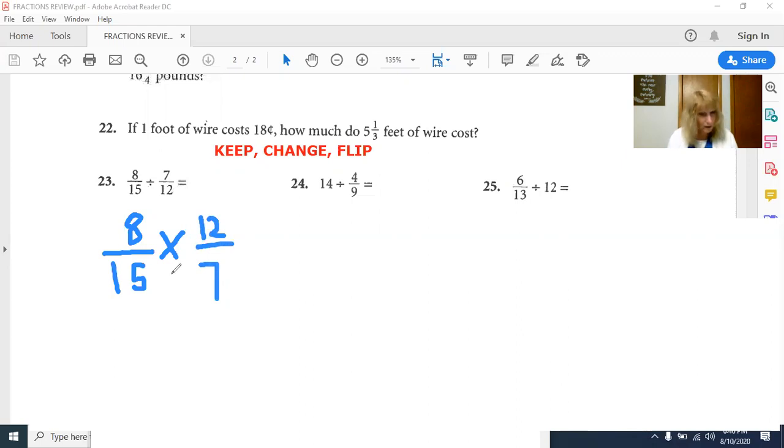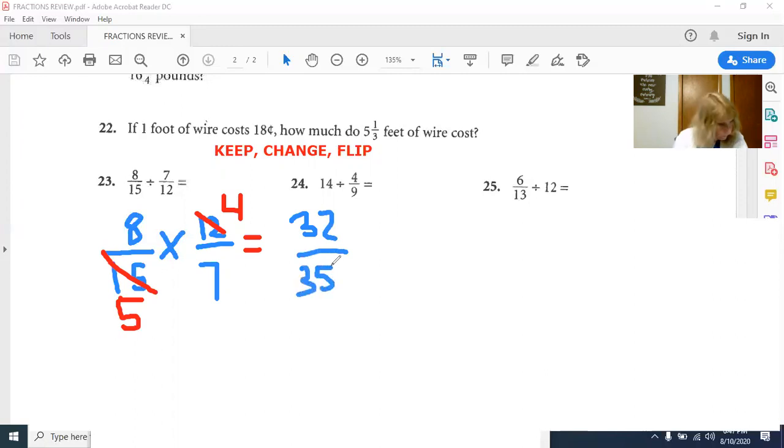Now you just cancel where you can. So I see that 3 will go into 12 4 times, and 3 will go into 15 5 times. And now I multiply across. 4 times 8 is 32. And 5 times 7 is 35.